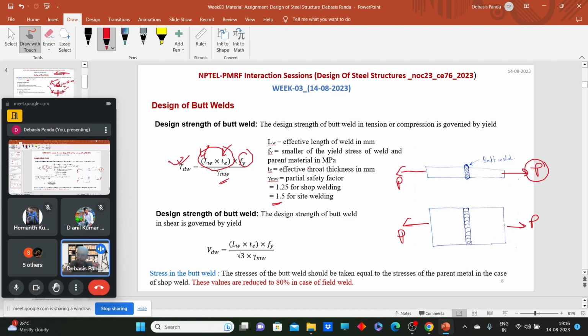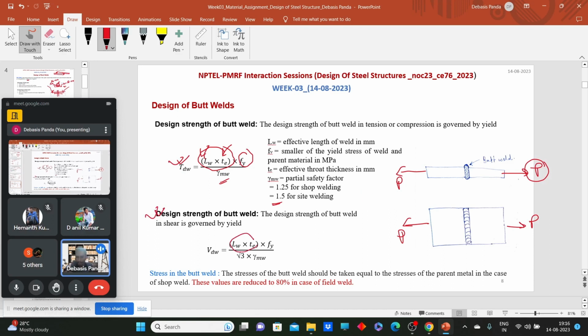yielding. Why? Because we consider yielding as a failure, or in most cases the yielding phenomenon will occur before the rupture, right? And if we consider the rupture, then we have to consider FU, the ultimate, because to tear out something we need to reach that level of ultimate tensile strength. Okay, now what about shear? Shear is also governed by the yielding.